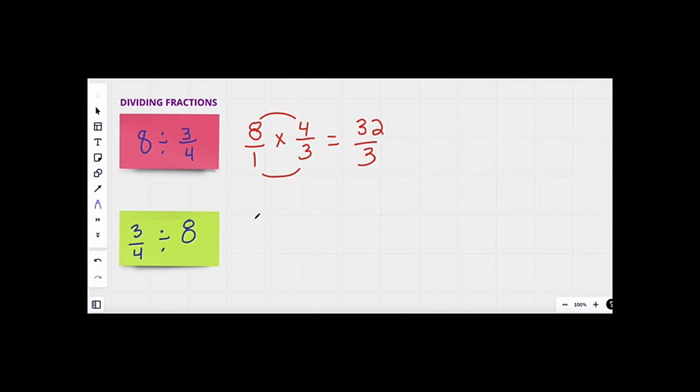Okay, now let's look at the bottom. So what if we had 3/4 divided by 8? Again, the first thing we want to do here is make sure that we have everything as a fraction because we're going to be working with fractions.